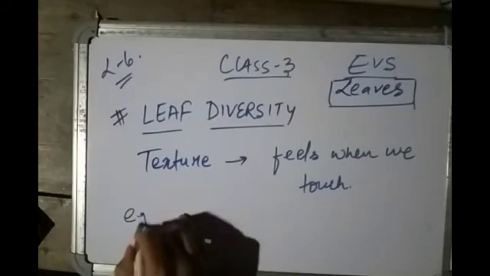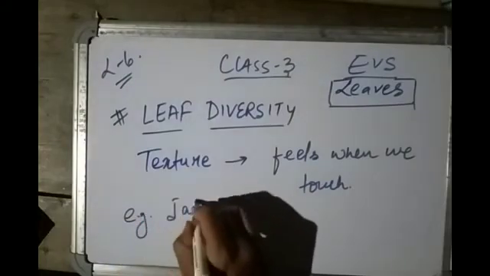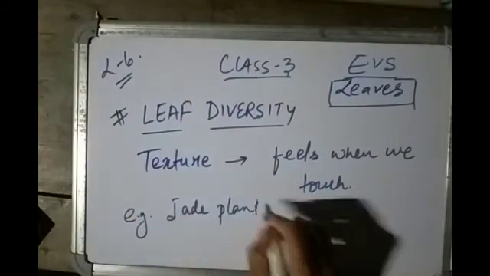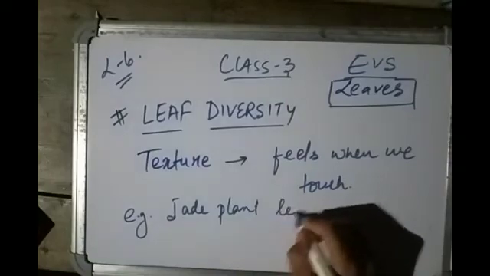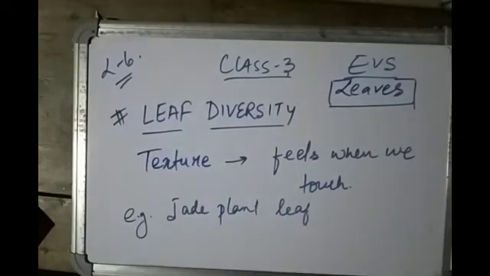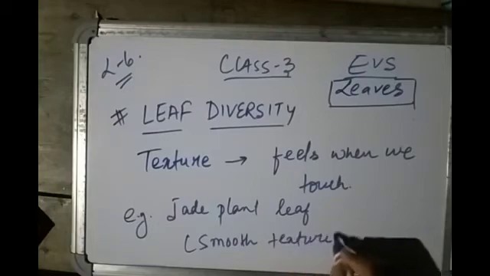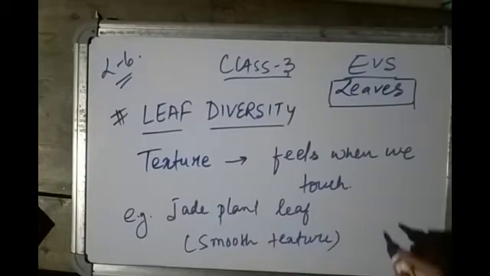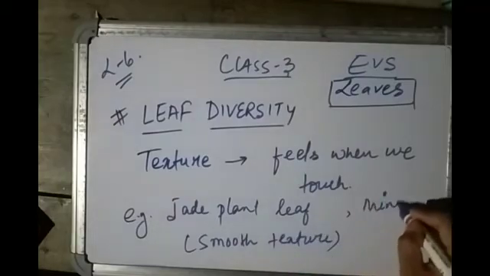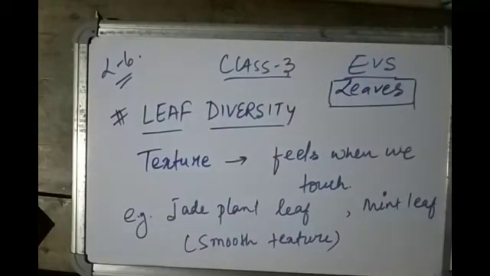Let's take an example. For example, jade plant. A jade plant leaf. And when you touch the leaf of jade plant, you'll find the leaves are very smooth texture. And mint leaf. When you touch the leaf of mint, you will find a rough texture.